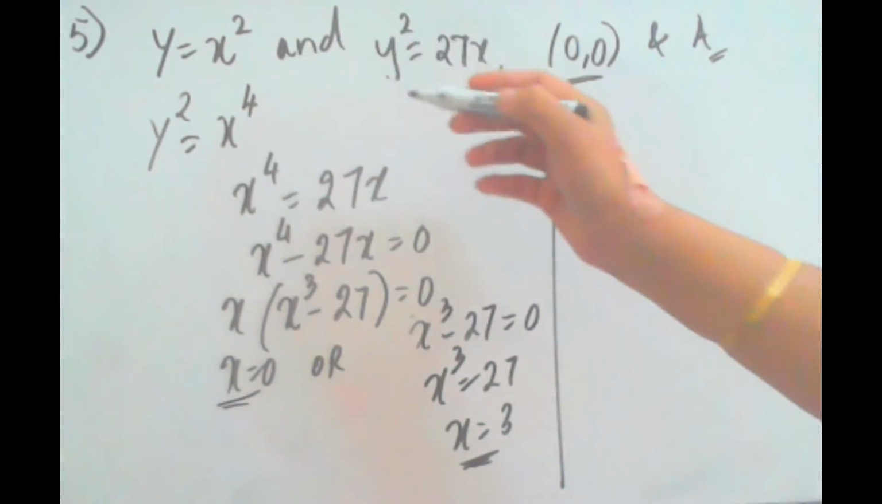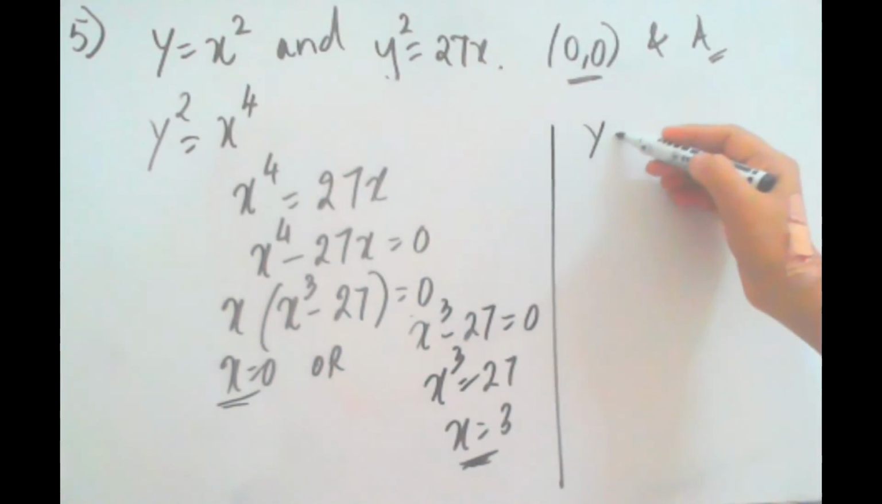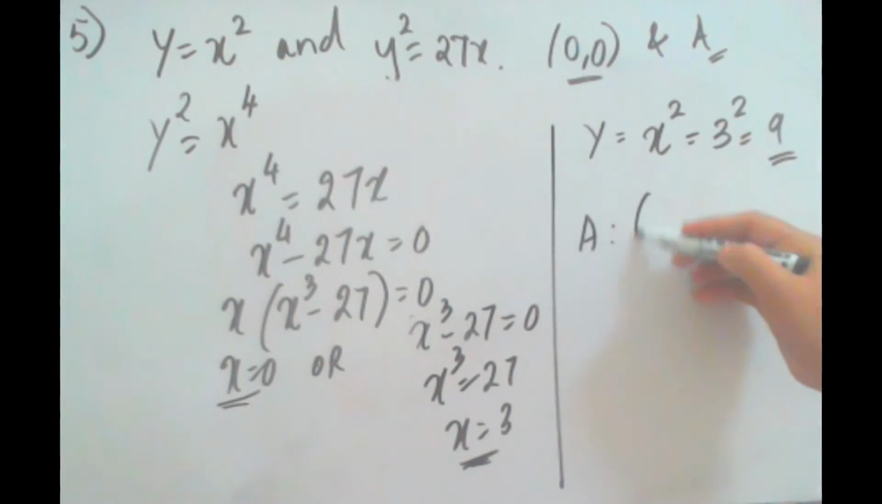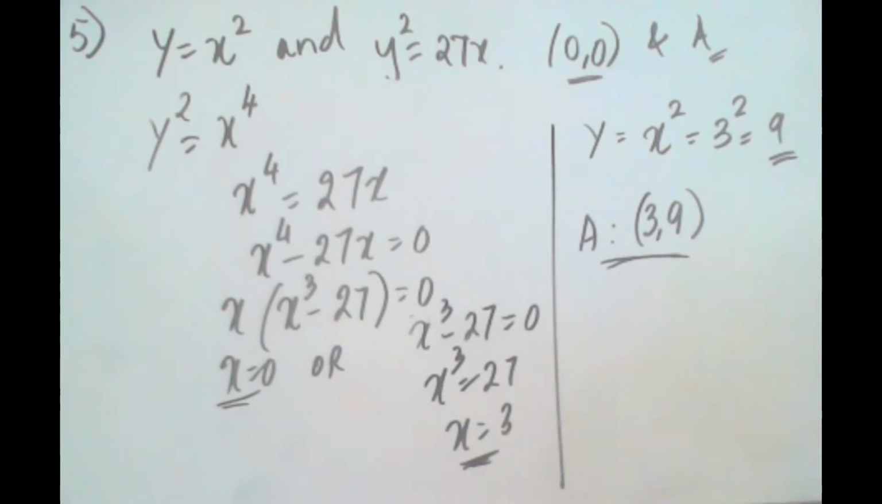So we have to find the y coordinate. So we can use any one of the equations. So let me use the first one. y is equal to x square, which is 3 square, and that is 9. So the coordinates of point A are (3, 9). So our first step is done.